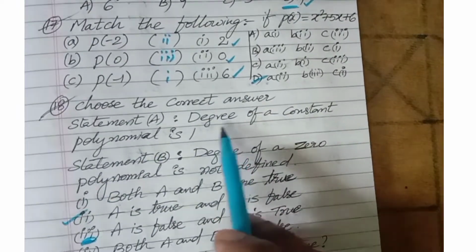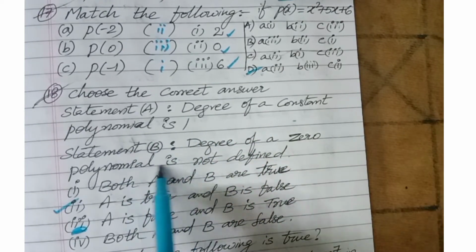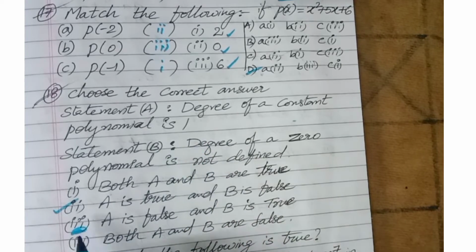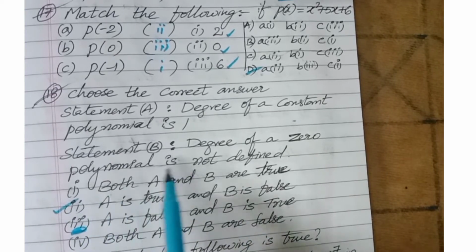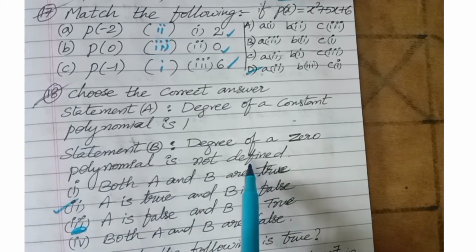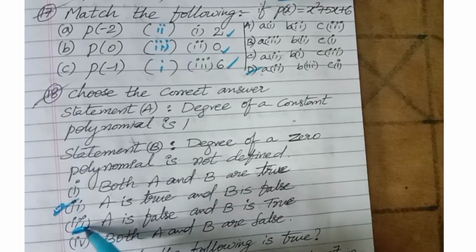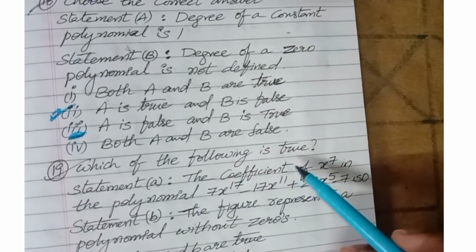Choose the correct answer. State degree of a constant polynomial 1. Degree of a zero polynomial is not defined. Degree of a constant polynomial is 0. And degree of a zero polynomial is not defined. So here the first one is false. The second one is true.